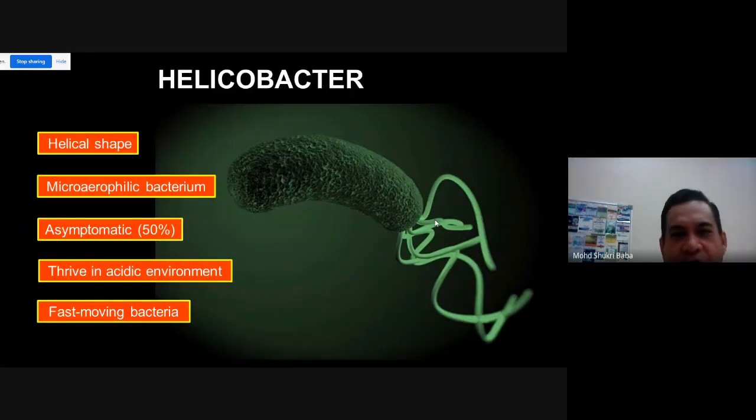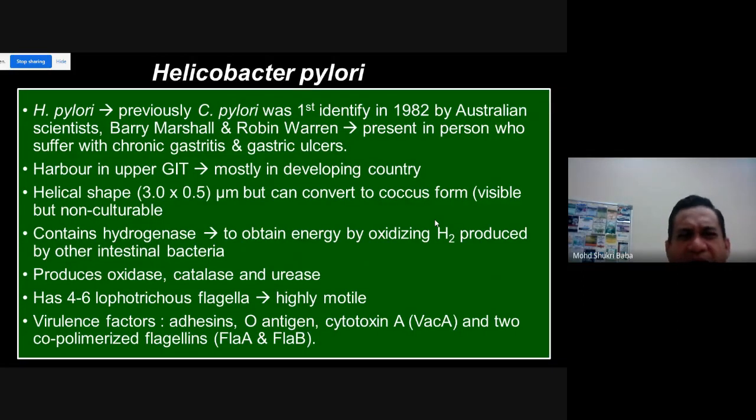Helicobacter. Okay, Helicobacter is quite interesting, because in terms of morphology it is quite different. We have one very common species, which is Helicobacter pylori. Previously we called it Campylobacter pylori, which was first identified in 1982 by Australian scientists Barry Marshall and Robin Warren. They found Helicobacter pylori present in people who suffered from chronic gastritis and gastric ulcer.